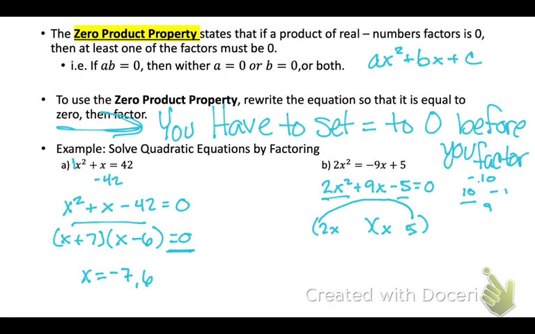5, and 5 is the only factor of 5, and I need positive 10, so this is a positive, so this better be a negative. No, positive. And the only other factor of 5 is 1, and I need it to be a negative. So that's how I did it.